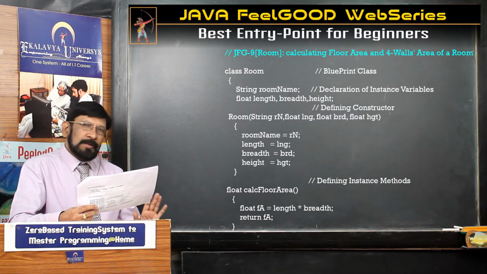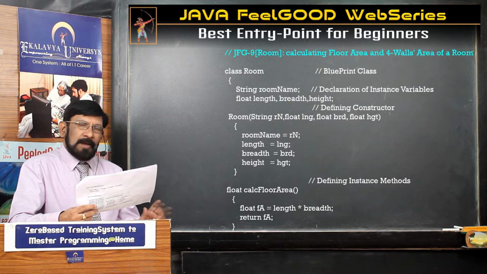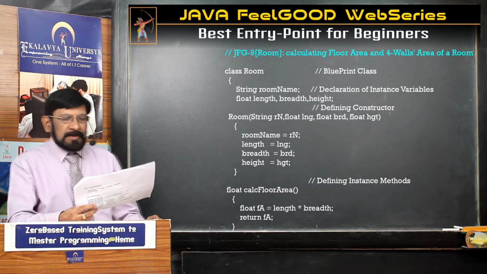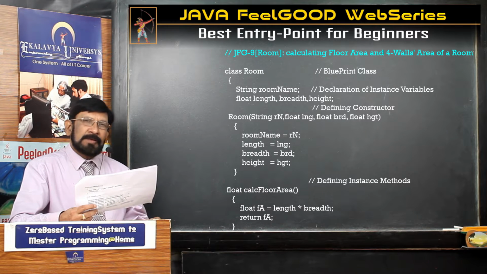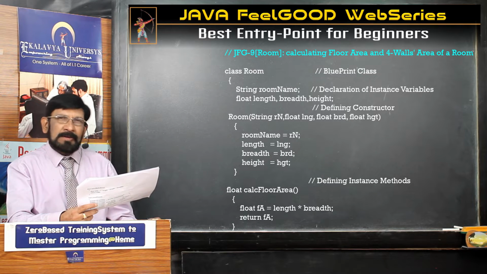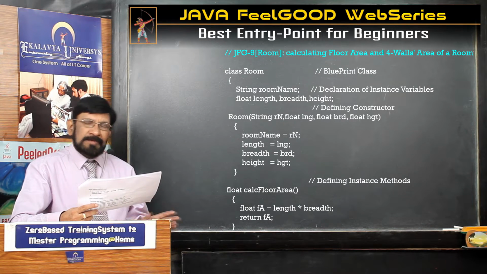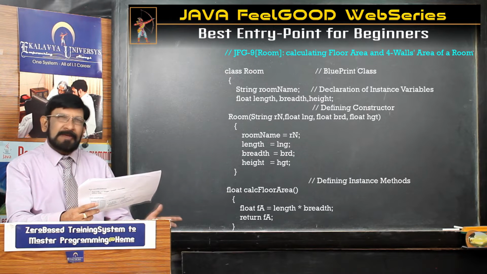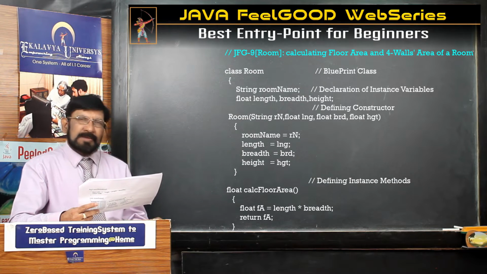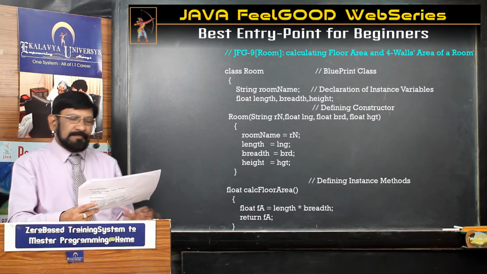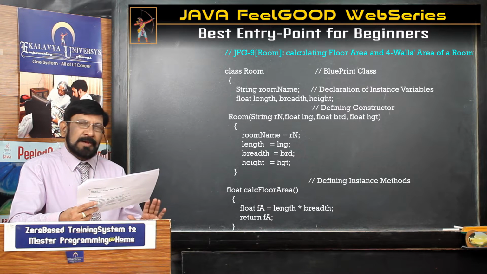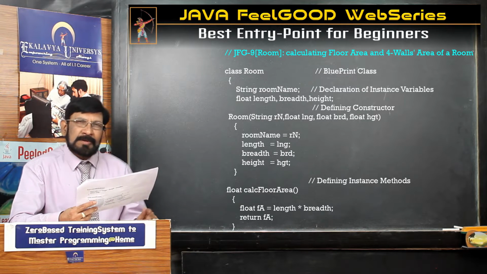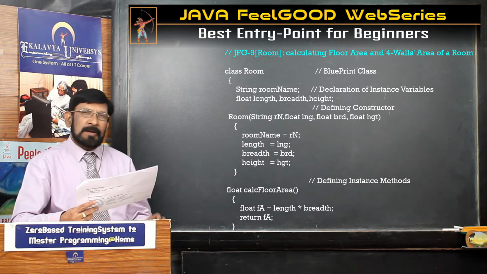Thereafter, you define a Room constructor, and for this, how many parameters are required? 4 parameters are required, because there are 4 instance variables, and you follow the same order. You can give short names: for room name, rn; for length, lng; for breadth, brd; and for height, hgt. That's good. Then the Room constructor is defined. By that, whenever you call the constructor, the instance variables are initialized.